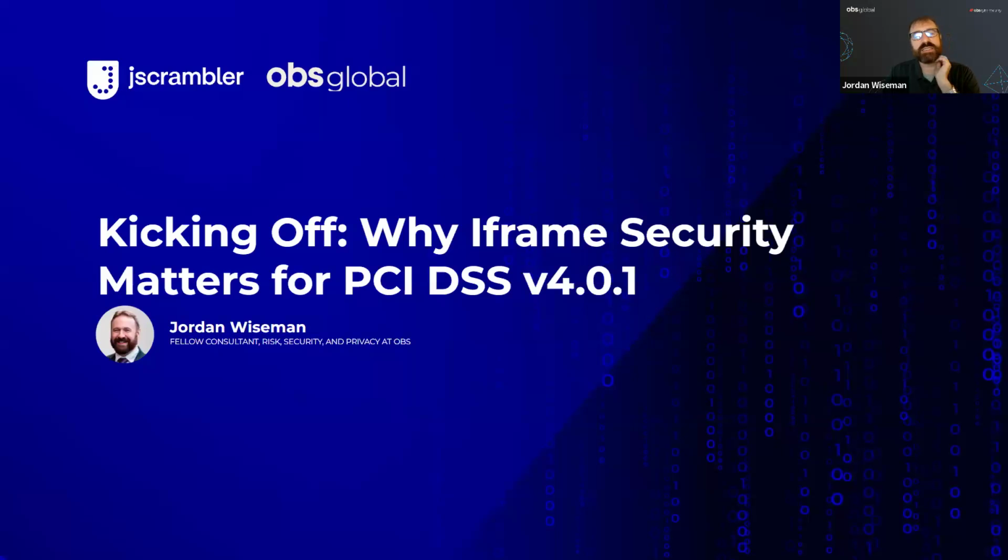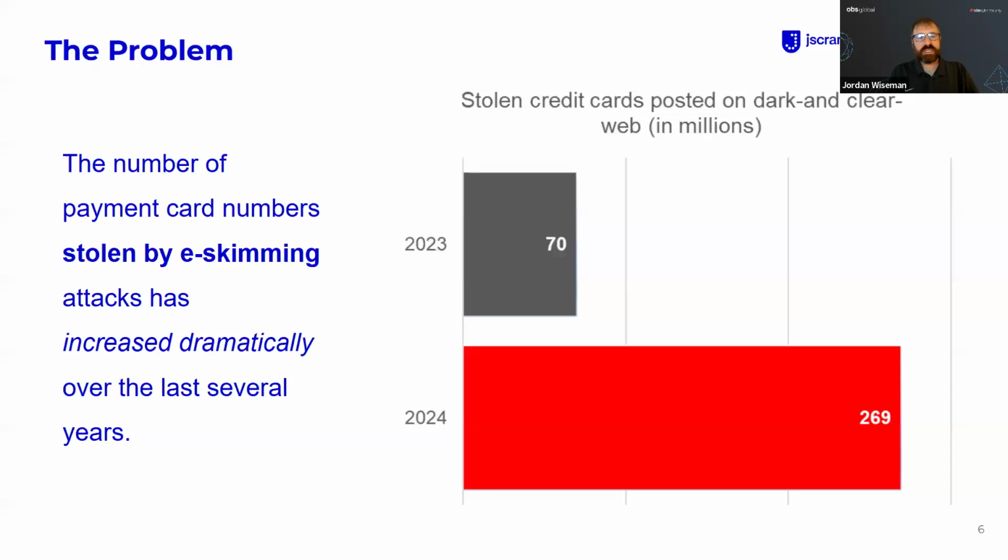So let's get going. Let's talk about why iframe security matters, why it's in the DSS, and the current version of that is 4.0.1 right now. So this is sort of like, why are we here today? What's going on? Why did Jscrambler start working on what became Iframe Integrity? I mean, you guys have been doing this for probably a year and a half, I think. And sort of why this matters.